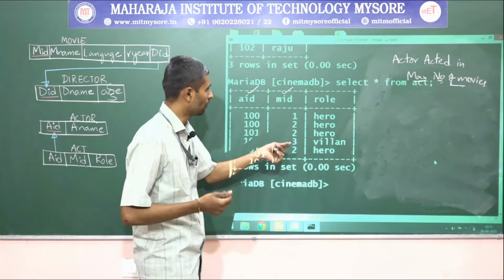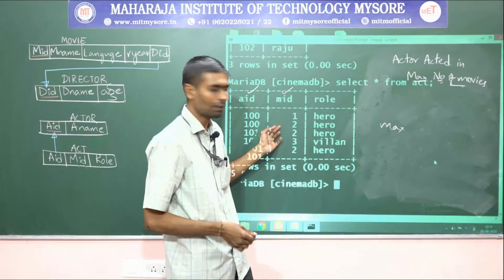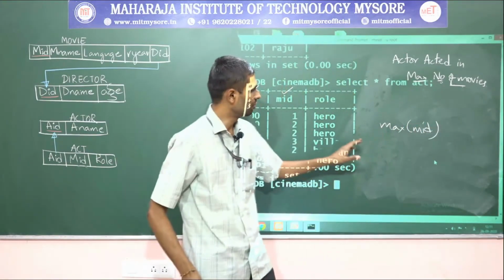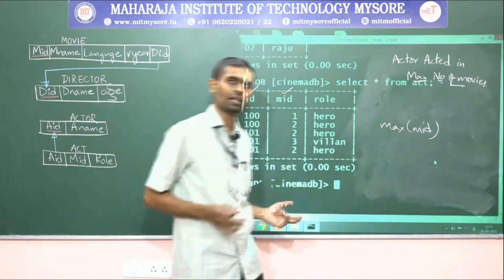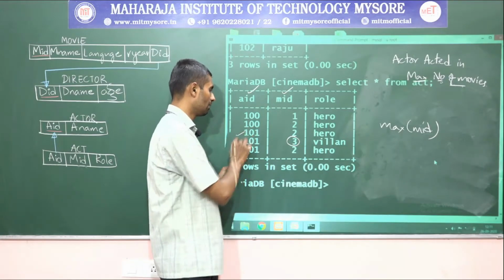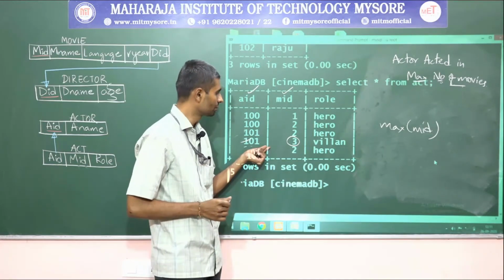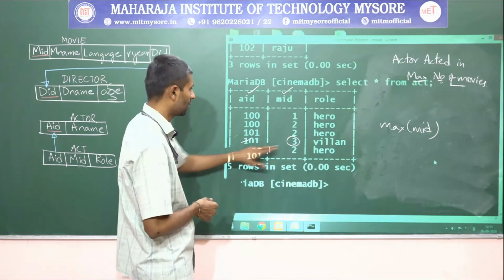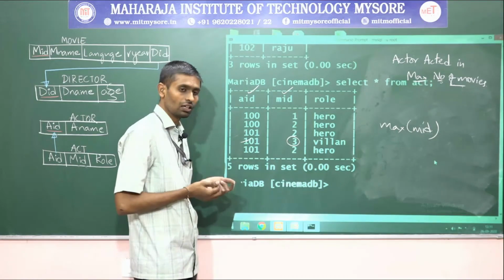Definitely, a few of my friends go with the maximum movies, maximum movie means MID, max of MID. Retrieve the actors who acted in maximum movies, a few might think max of MID. Does it become the right answer? Max of MID means 3 is the maximum, so it displays 101 as the answer. Is it the right answer? So here, as part of this example, 2 and 3, both of them acted in only 2 movies. So for that 101 becomes the answer.